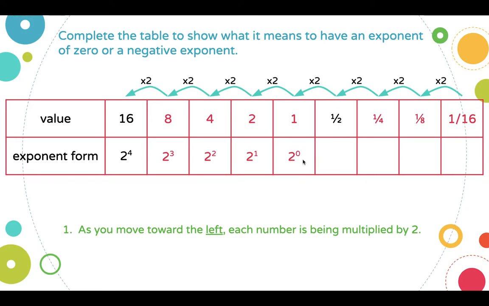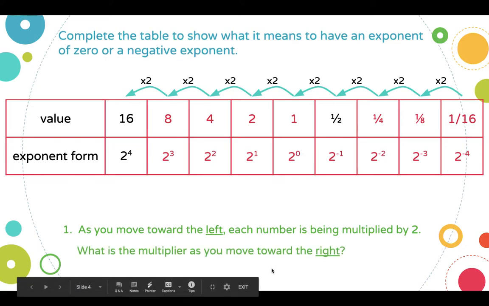So now it gets a little bit different. Now we're dealing with fractions, and that's okay. When we have a fraction, if we notice, our exponents are dropping down 1 each jump here. So now we're going to a negative exponent. So 2 to the negative first, 2 to the negative second, 2 to the negative third, and 2 to the negative fourth.